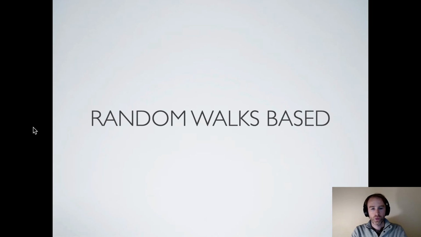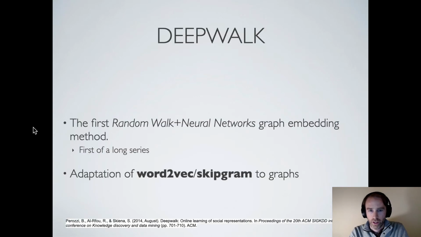So let's move to a second family of graph embedding methods, which are random walk based approaches. These approaches are the most used currently. Let's start with one called DeepWalk. DeepWalk was the first of these approaches, which use a combination of random walks on the graph and a simple neural network approach to create the embeddings.